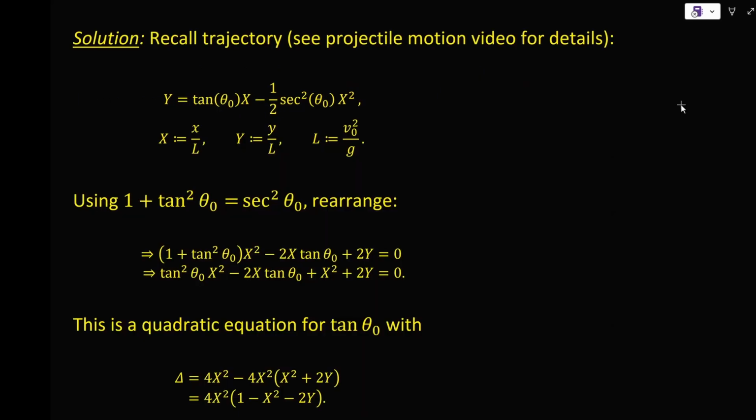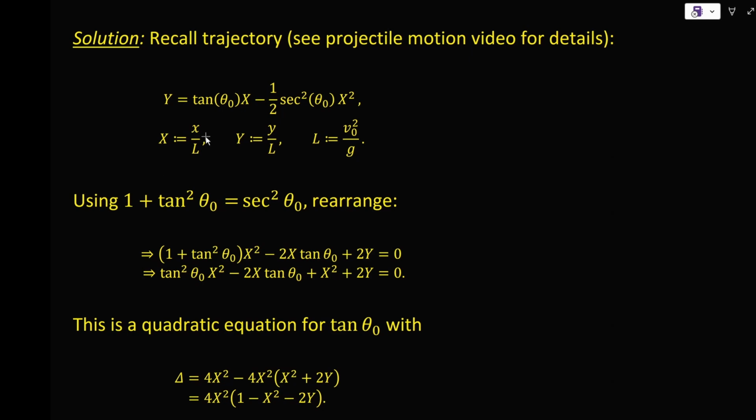We're going to recall the trajectory formula, which is derived in the projectile motion video. The trajectory is described by a quadratic function: Y equals the tangent of theta naught times X minus 1/2 of the secant squared of theta naught times X squared. Here I use dimensionless variables, which are variables without units, meaning that they're just pure numbers.